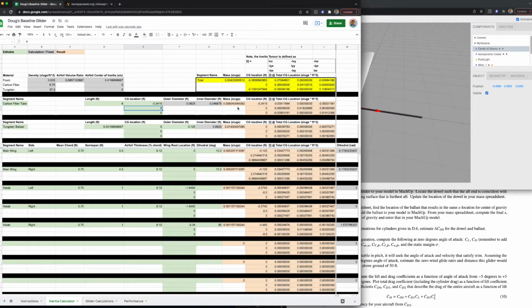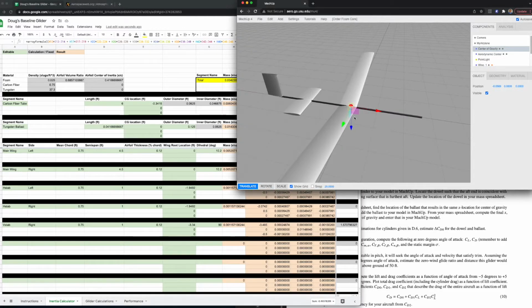Well, if I come over to my mass spreadsheet here, right now it says that I have a CG location. So up here, this is my total CG location. I've got a CG location of minus 0.355 X location. Remember, X is positive out the nose, and so that's a ways back here somewhere is my center of gravity. So we want to figure out where to put this tungsten ballast so that the center of gravity is further forward. We want it to be at minus 0.0569.